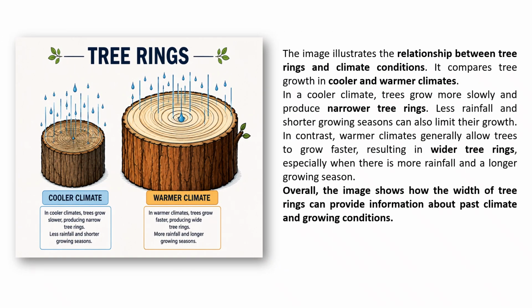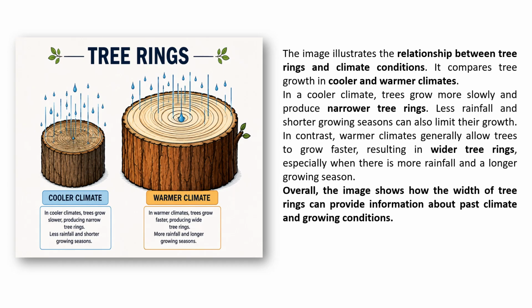The image illustrates the relationship between tree rings and climate conditions. It compares tree growth in cooler and warmer climates. In a cooler climate, trees grow more slowly and produce narrower tree rings. Less rainfall and shorter growing seasons can also limit their growth.